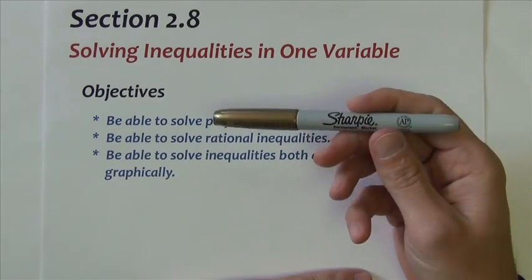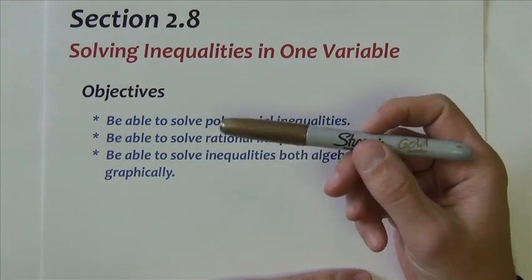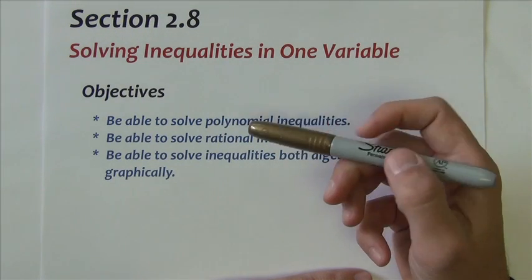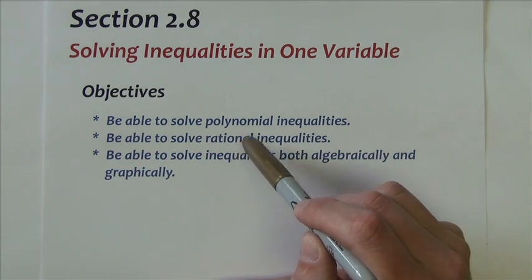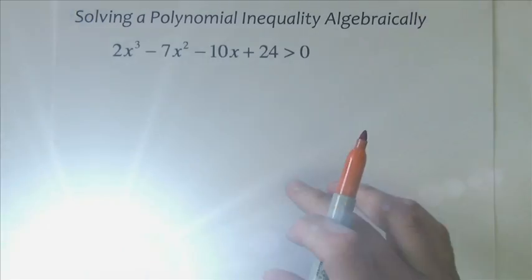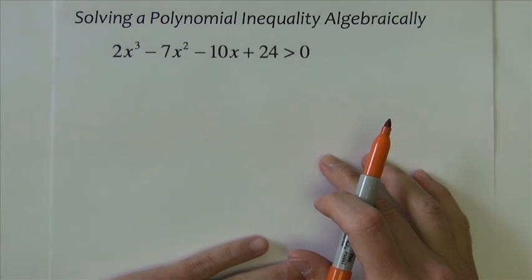This last section in Chapter 2, solving inequalities in one variable, we're going to look at the two types of functions and/or equations that we've dealt with in this chapter, those being polynomial and rational, and how to solve their inequalities. This first one is titled Solving a Polynomial Inequality Algebraically.